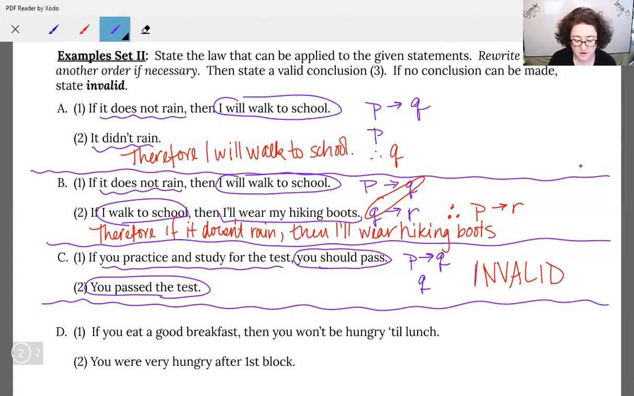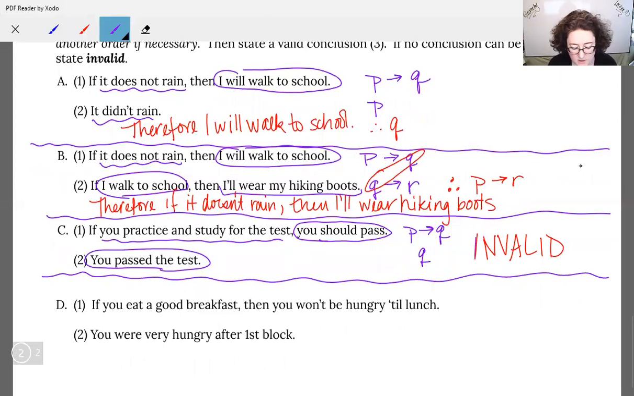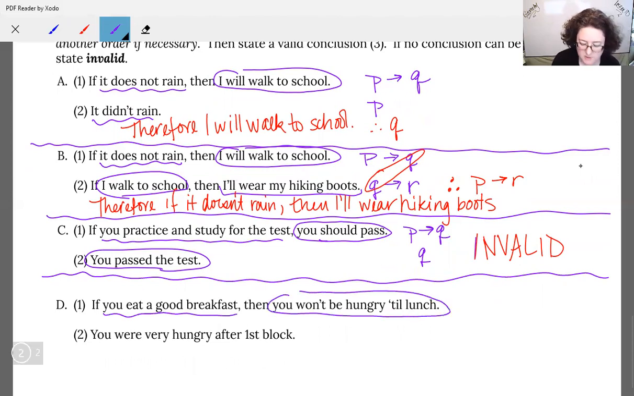All right, so let's check your answer for part D. If you eat a good breakfast, then you won't be hungry till lunch. So again, you eat a good breakfast, you won't be hungry till lunch. If P, then Q.